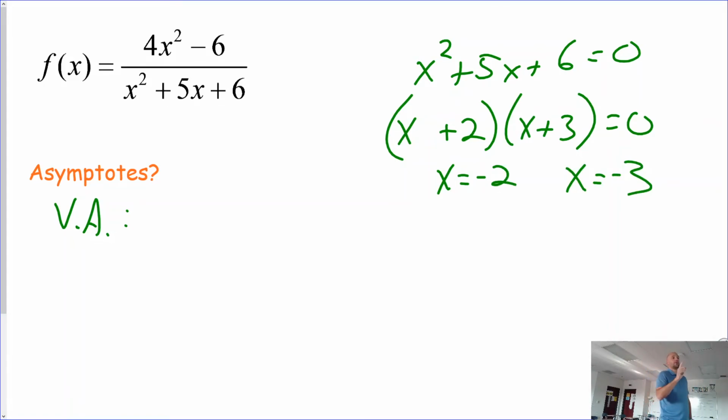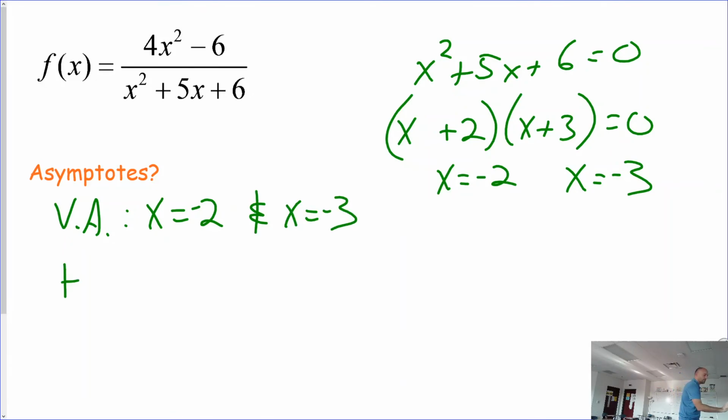All right, now, vertical asymptotes, zeros of the denominator only. You have to look at your numerator. Do either of those x values make the numerator equal to 0? And they don't. So this one has 2 vertical asymptotes. Not a big deal, it happens.